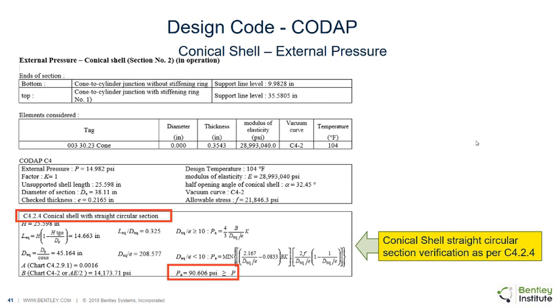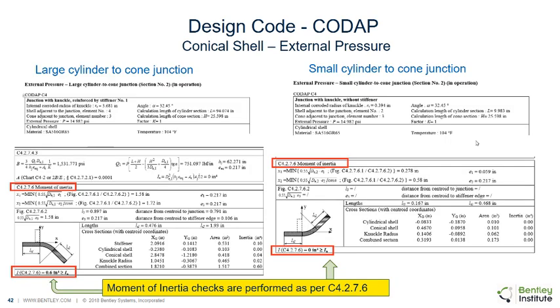For the check thickness of 0.2165 inch, the maximum allowable pressure PA is calculated to be 90.606 psi, which is more than the applied external pressure P equal to 14.982 psi, hence the design passes. Additionally, the straight section of the conical shell is verified with C4.2.4. The external pressure check involves checking the moments of inertia of large and small end junctions of the conical shell.